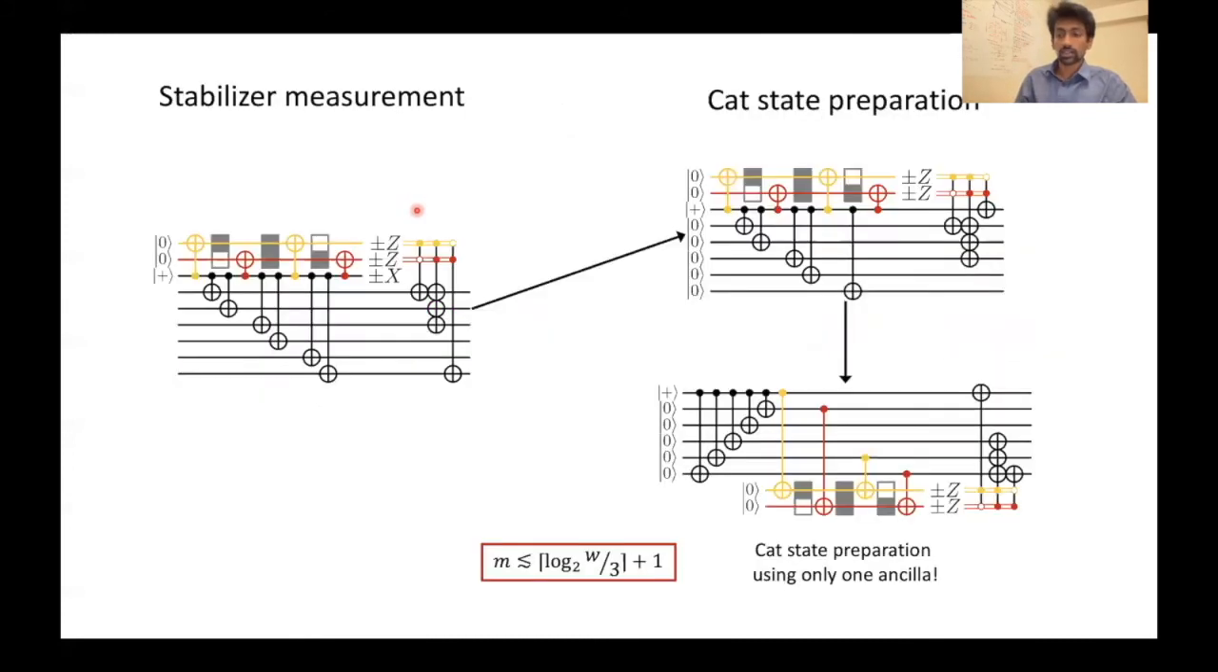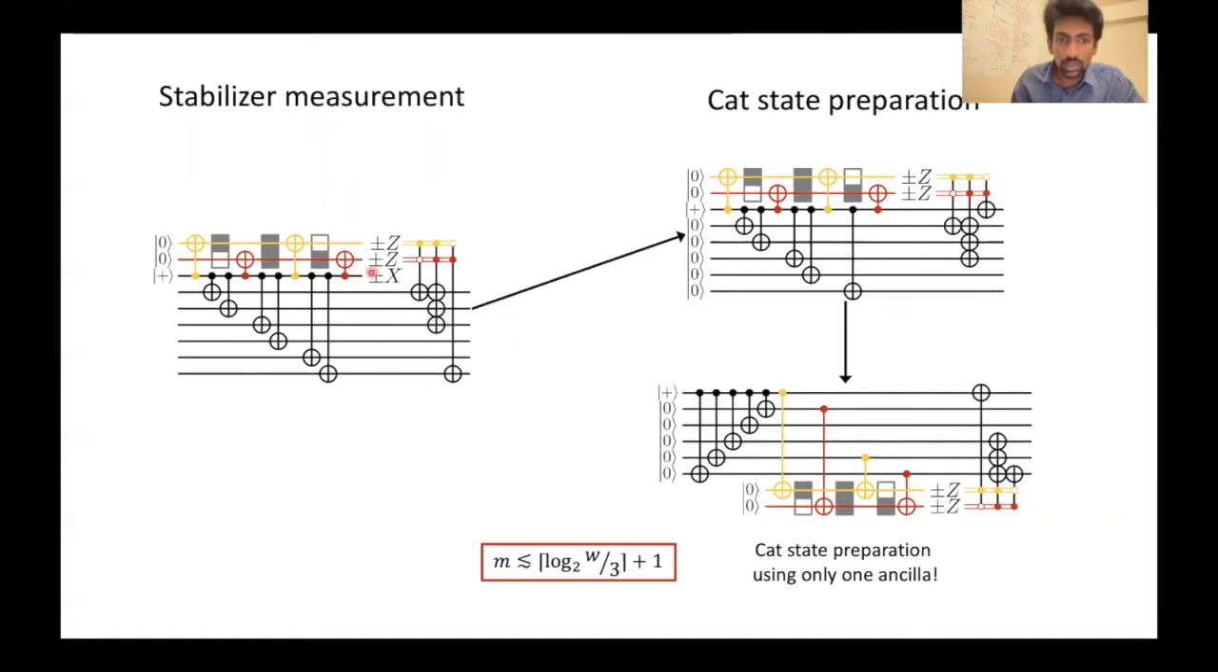Our results can also be used for cat state preparation. So if you look at this circuit, this is a weight 6 stabilizer measurement circuit, fault tolerant to distance 3, with three observed flag configurations, essentially the two-dimensional hypercube, or the two-dimensional square.